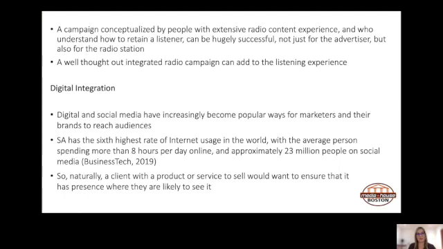Digital and social media have increasingly become popular ways for marketers and their brands to reach audiences. South Africa has the 6th highest rate of internet usage in the world, with the average person spending more than 8 hours per day online, and approximately 23 million people are on social media. So naturally, a client with a product or a service to sell would want to ensure that it has presence and can communicate effectively to people online where they're likely to see it.